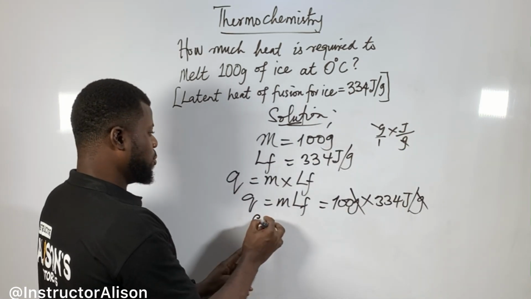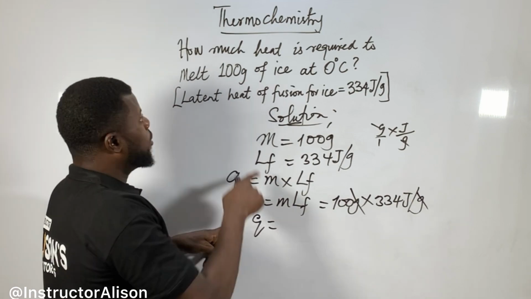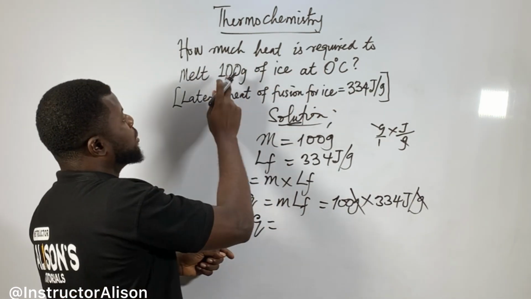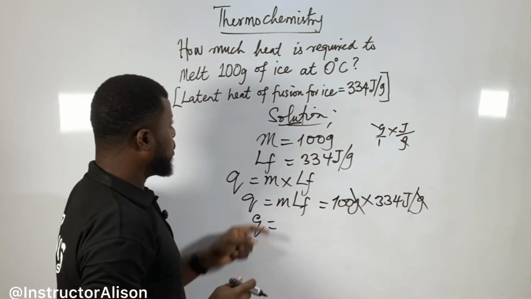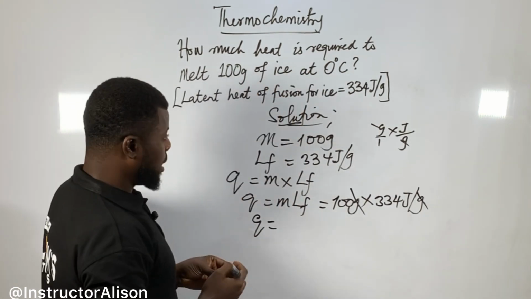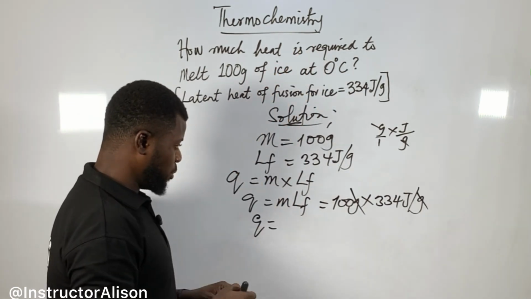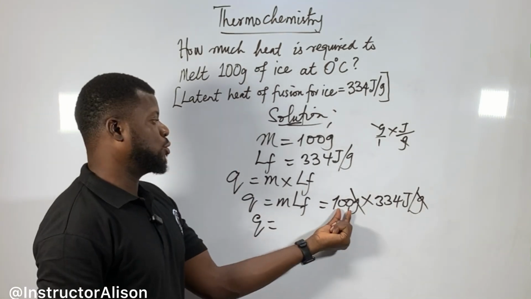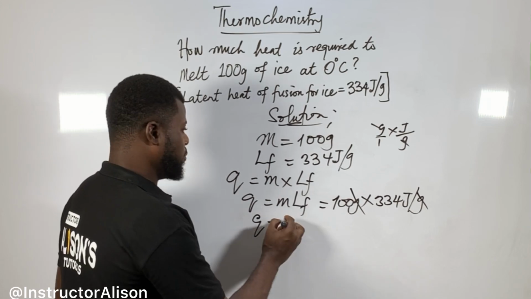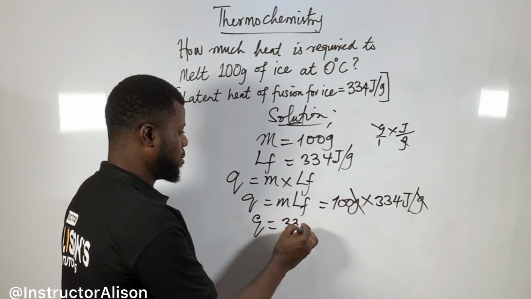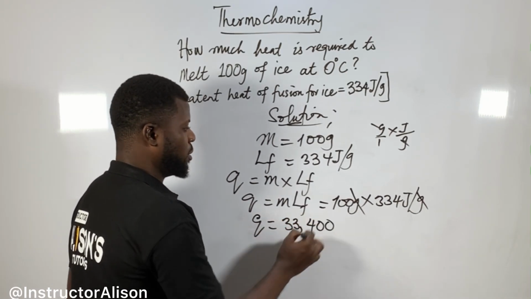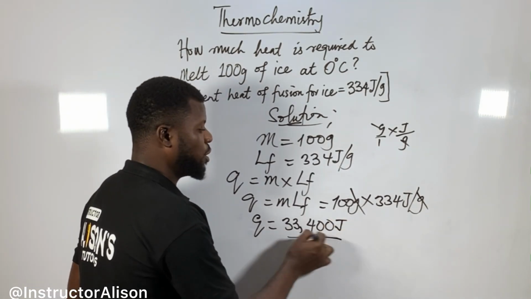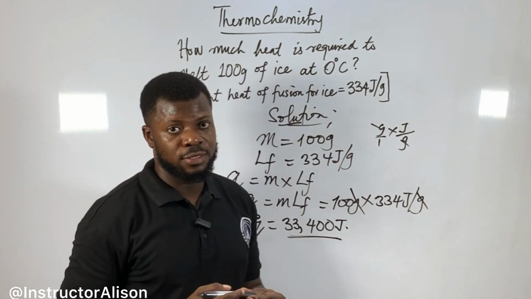So finally, Q will be the quantity of heat we need to melt this 100 gram of ice to water at normal temperature. Now 100 times 334 gives you 33400. That's 33,400 joules. Don't forget the unit in physics, it is very, very important.